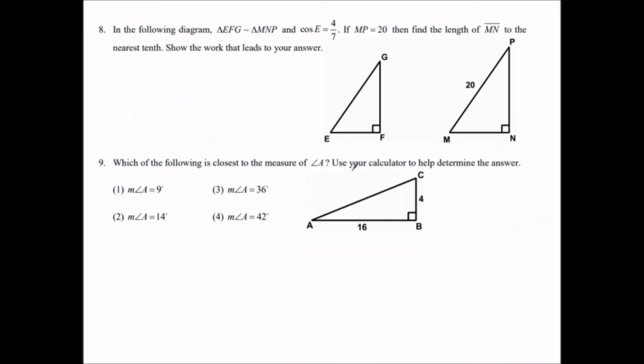Number 8, they are similar triangles. EFG is similar to MNP. Cosine of E is 4 over 7. So what that tells me, E is our reference angle, cosine of E would be the adjacent over hypotenuse. So the 4 over 7 means that the adjacent side, EF, is 4, and the hypotenuse, which would be EG, is 7. 4 over 7.